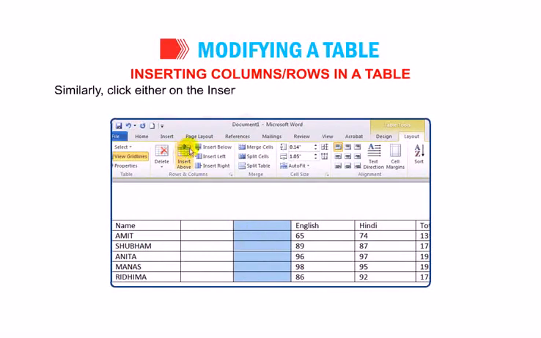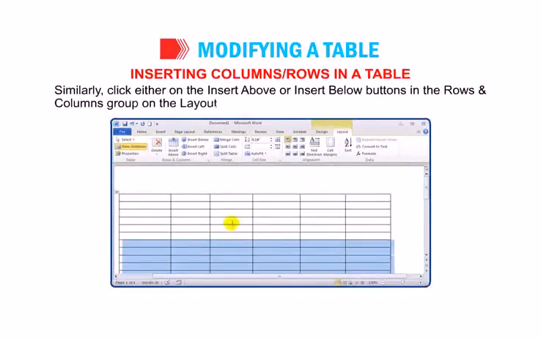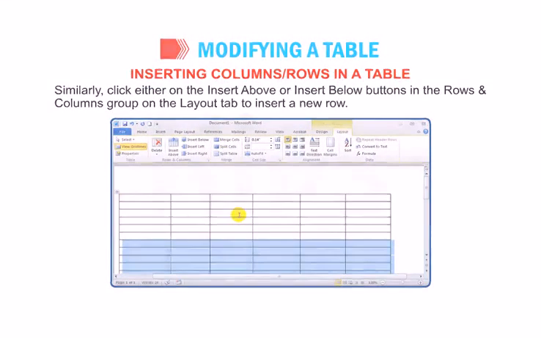Similarly, click either on the Insert Above or Insert Below buttons in the Rows and Columns group on the Layout tab to insert a new row.